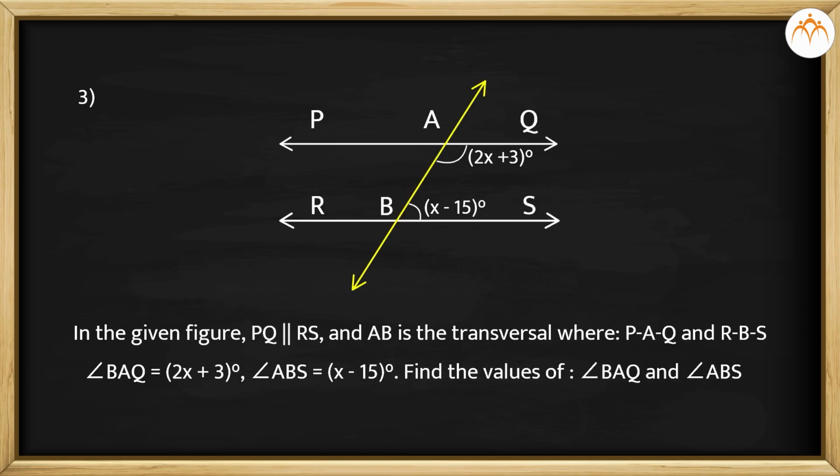In the given figure, PQ is parallel to RS and AB is the transversal where A is between P and Q and B is between R and S. Now, angle BAQ is equal to 2x plus 3 degree and angle ABS is equal to x minus 15 degrees. Find the values of angle BAQ and angle ABS.